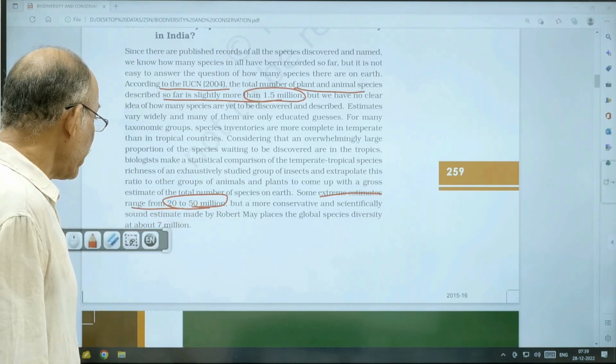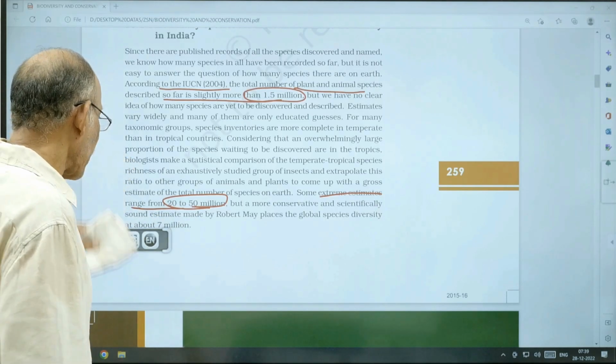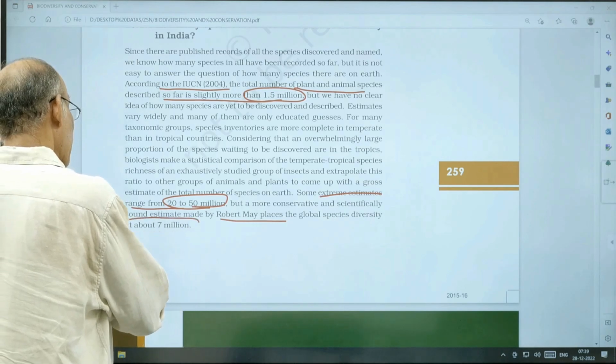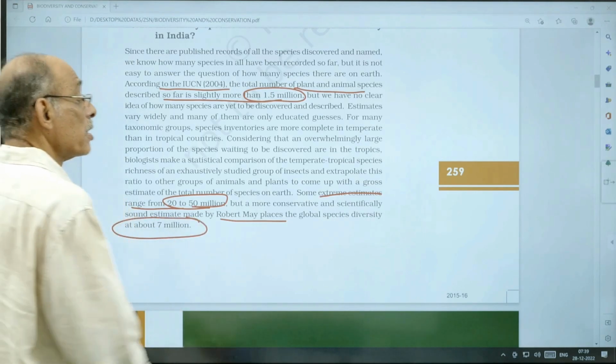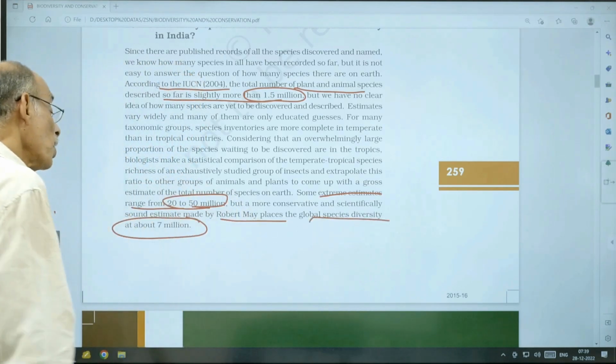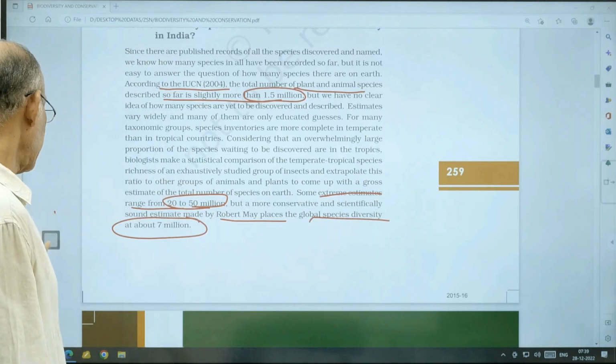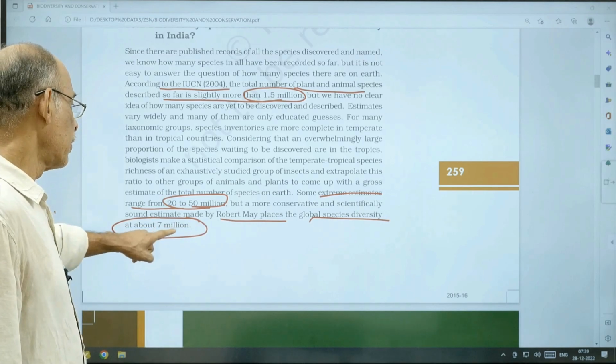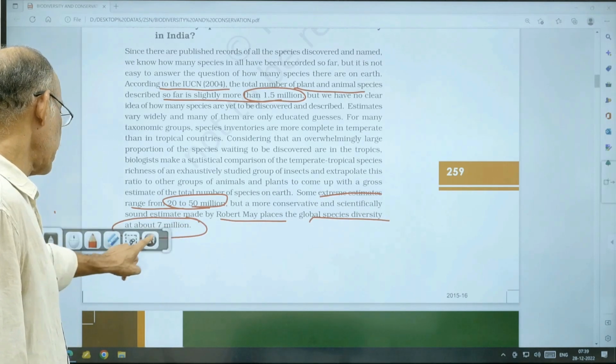But Robert May, using some mathematical calculations, has arrived at a conclusion: the global species diversity will be 7 million. Robert May's calculation is almost accepted by all.